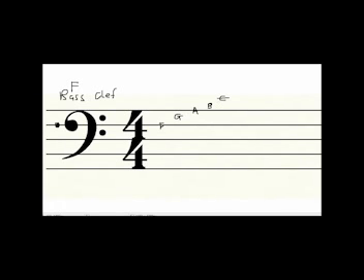Let me go down. If this is F, the space here will be E. Then the line here will be D. Then the space here will be C. Then the line here will be B. Then the space here will be A. Then the line here will be G. Then the space down will be F.